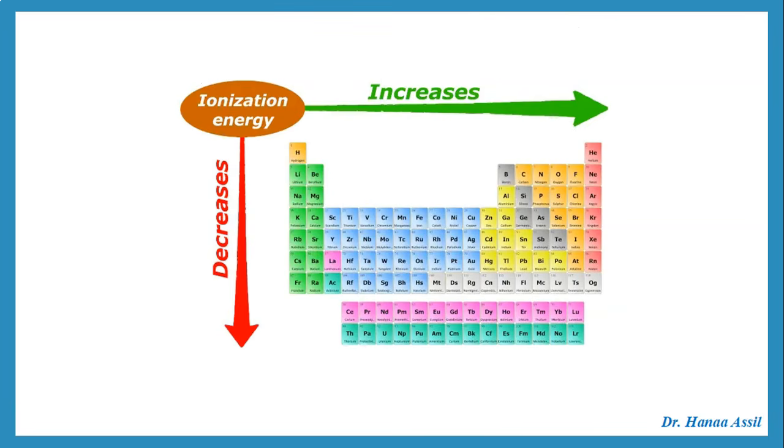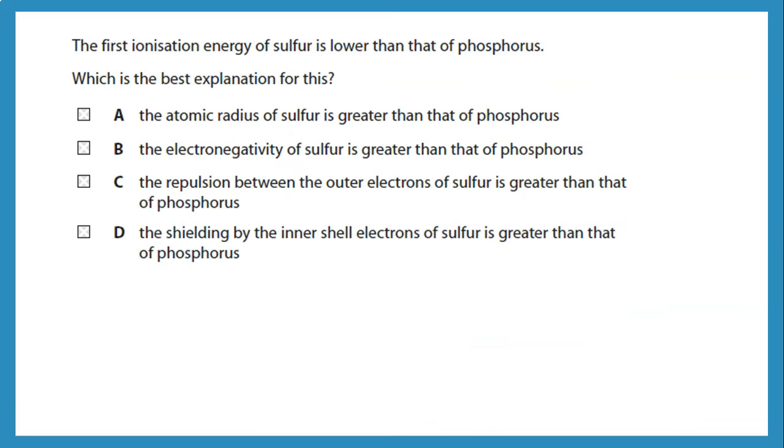So in general, you should realize that going from left to right, ionization energy increases. Going from top to bottom in a group, the ionization energy decreases. So let's take a look at some questions.